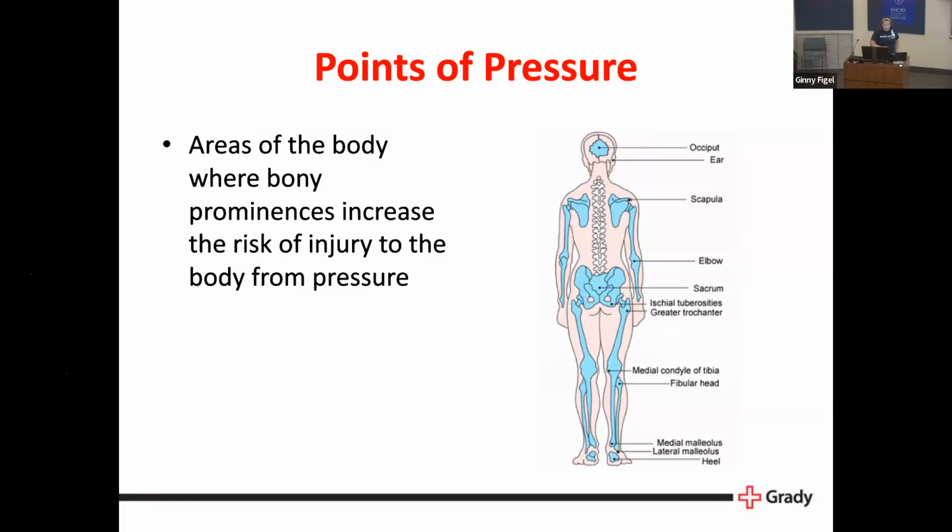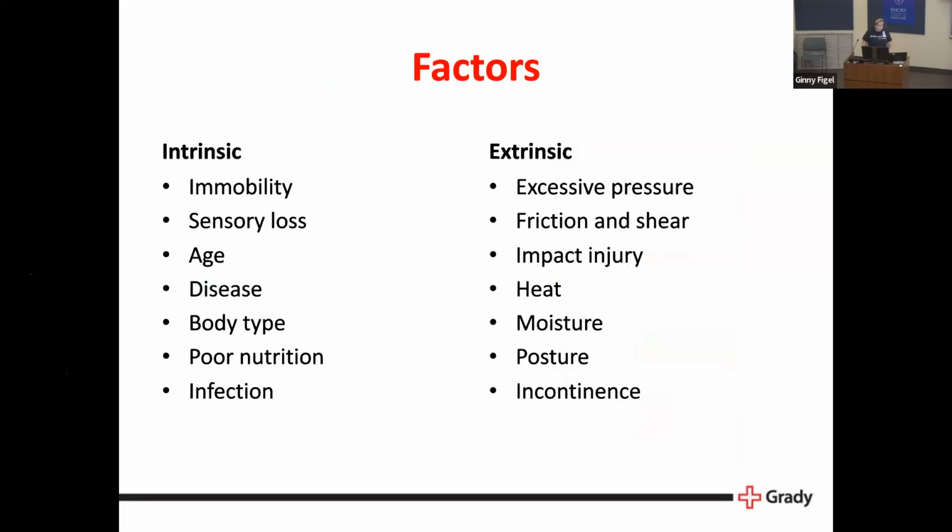All right, so the points of pressure that we worry about in our patients who are critical and not up and moving and walking around the room all day. So the back of the head, ears, scapula, elbows, sacrum, those hips for those little bitty skinny people. And then depending on what kind of injury you've got going on, obviously the heels in a fully intact patient, but then if you've got a patient that has had an amputation, their risk for their points of pressure could be different, okay? Just got to think about what's going on.